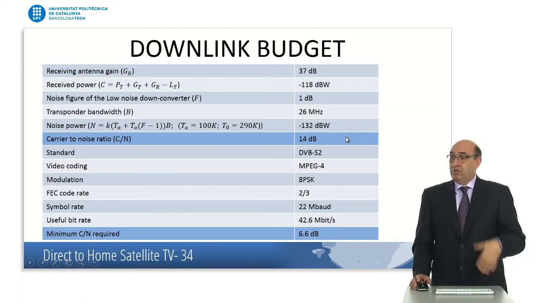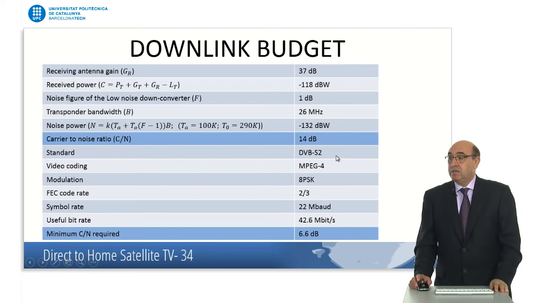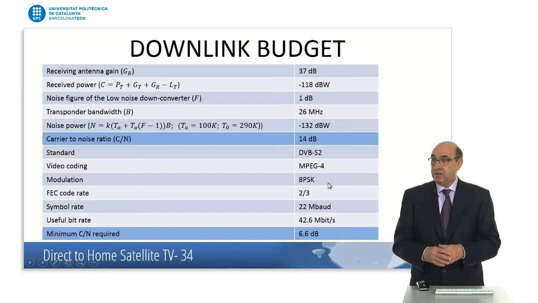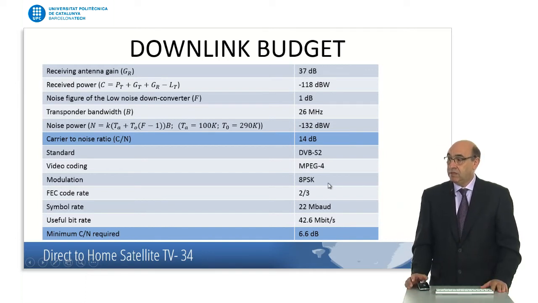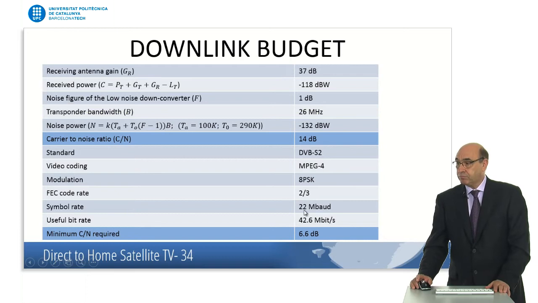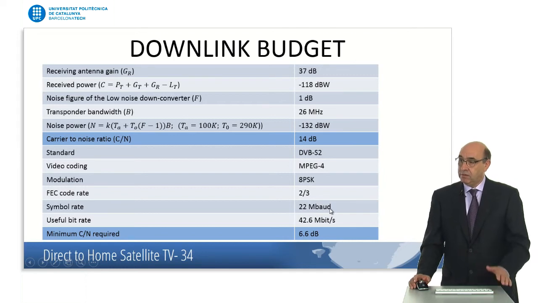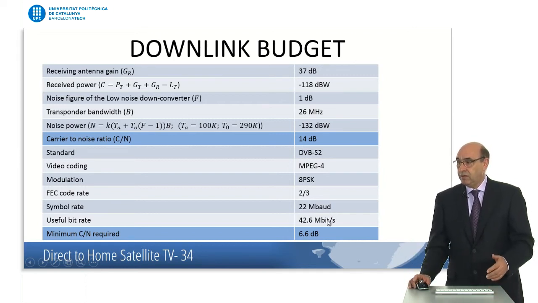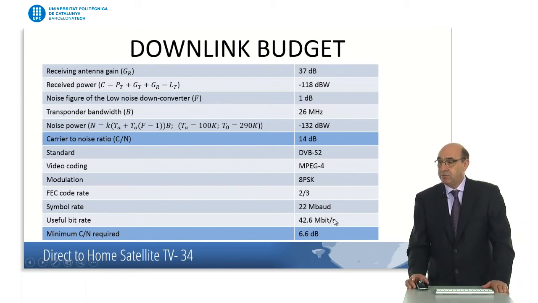This program we are studying is broadcast following the DVB standard. It's an MPEG-4 program with a modulation of 8 levels, a phase shift keying, and it has a code rate of 2/3. That means for every 2 information bits, we add 1 check bit, a redundant bit. And the symbol rate is 22 megabauds. That's the symbol rate.